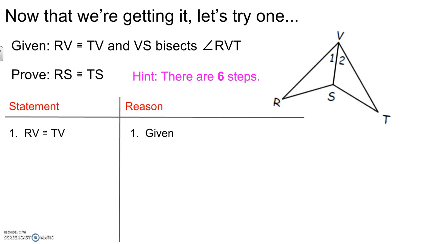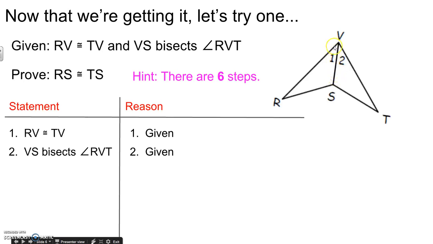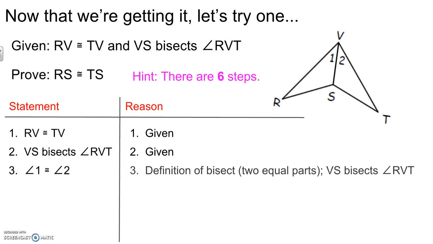First would be RV is congruent to TV, and that's given. And VS bisects angle RVT. So I have this side here bisecting that. That's going to tell us that angle 1 and angle 2 have a certain relationship, right? Bisecting meaning that it cuts it in half. So that becomes another piece of given information. And we would justify that with the definition of bisect. Since it cuts it in 2 equal parts, we can write the definition of bisect, or VS bisects angle RVT.